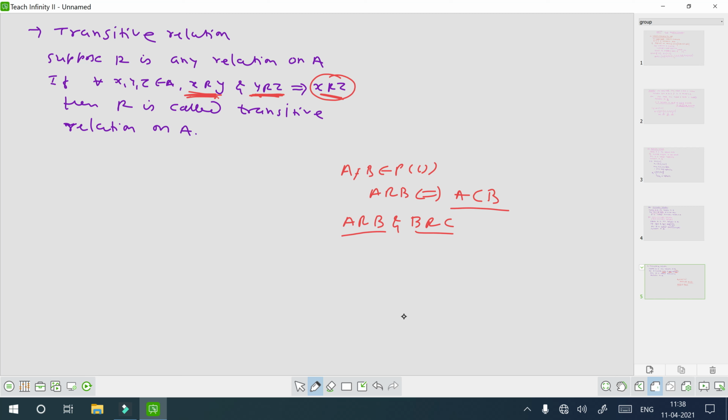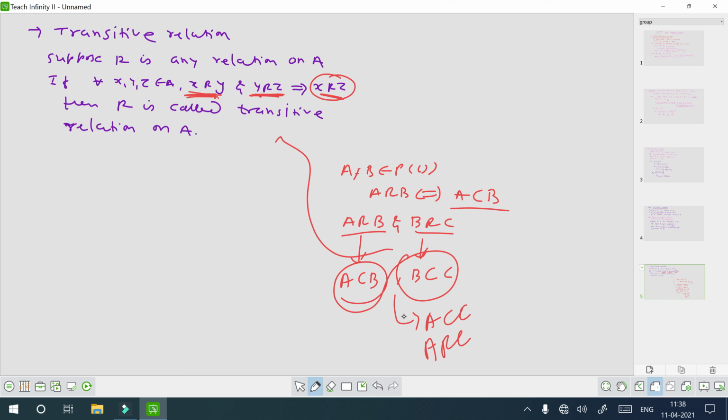Now see here, ARB means what? A is a subset of B. BRC means B is a subset of C. And we know that if A is a subset of B and B is a subset of C, then A is a subset of C. So ARC. So this relation is a transitive relation.